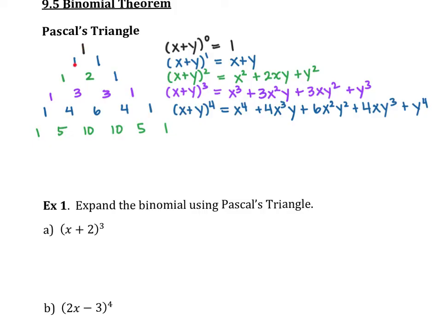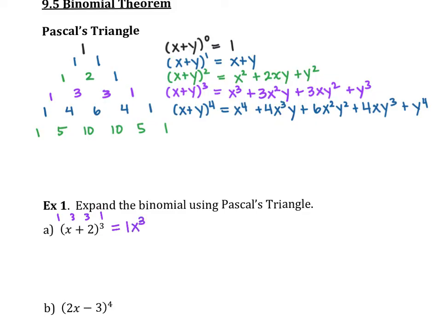This is degree 0, degree 1, degree 2, degree 3. So I'm on this row right here. So 1, 3, 3, 1 is what I'm going for. Okay, I'm going to write it out. Okay, so for the first thing, I'm guessing it's 1x to the third or x to the third.